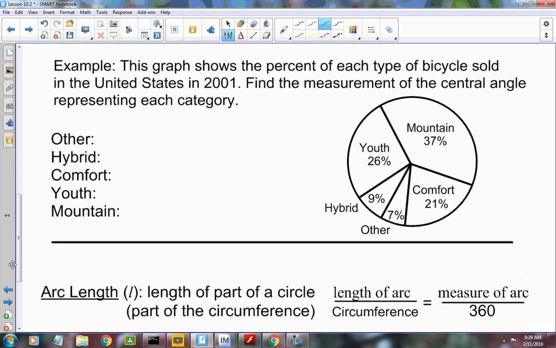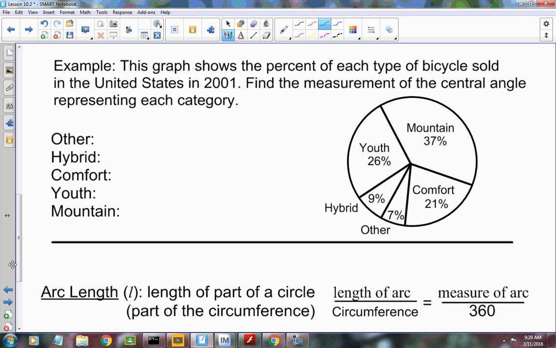This graph shows the percent of each type of bicycle sold in the United States in 2001. Find the measurement of the central angle representing each category. All right, so we have a circle, and it's broken up into different pie pieces, and it tells you the percentage. But if we were actually going to create the graph, we would need to know the degrees that would represent that. Okay, so that's what I want you to find, the measure of the central angle.